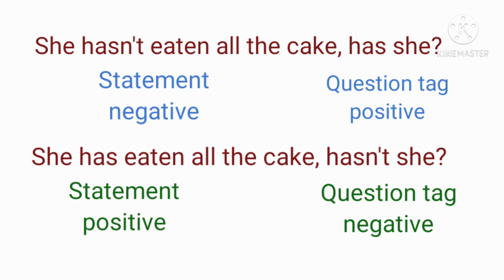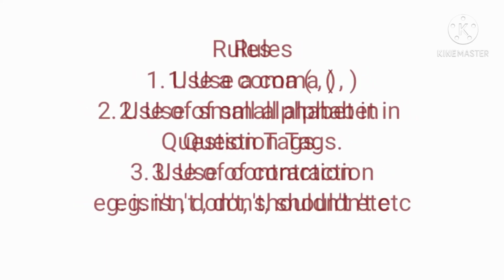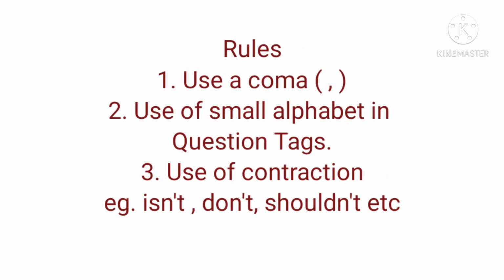So children, we need to follow some rules when we add a question tag to the sentence. Let us check out the rules that we need to follow. The first rule we need to follow is use a comma. Okay, after the statement is over, before we add a question tag, we put a comma.